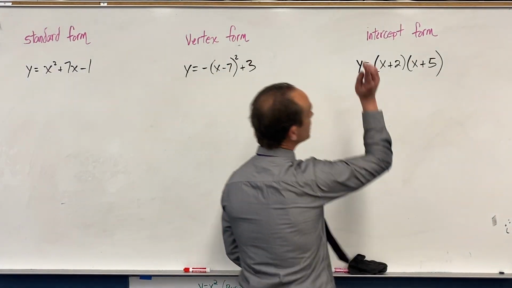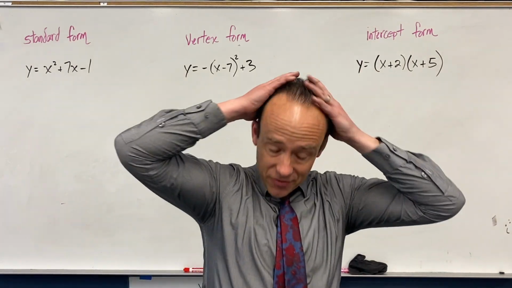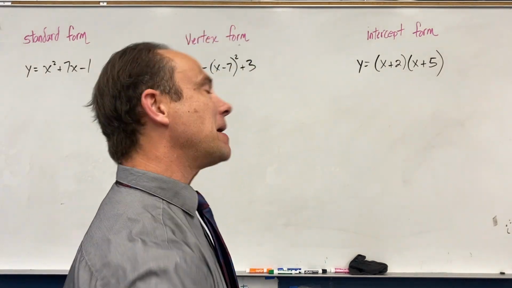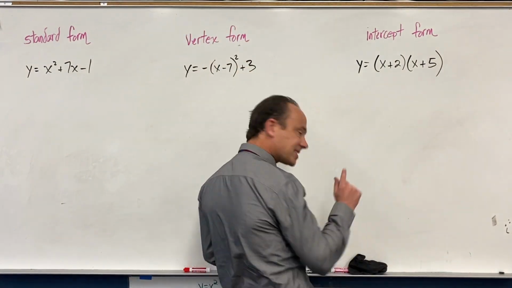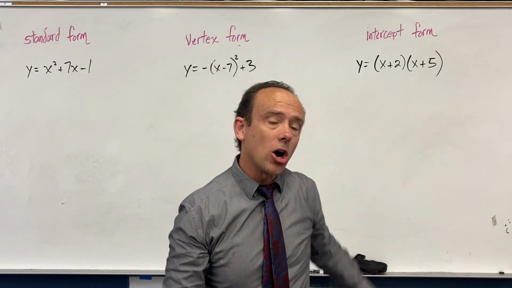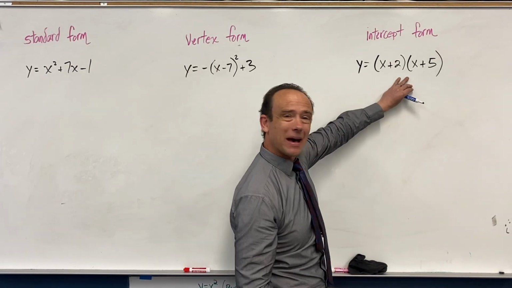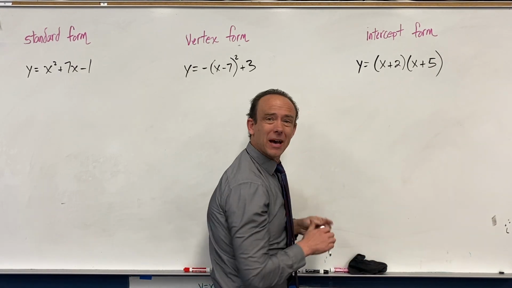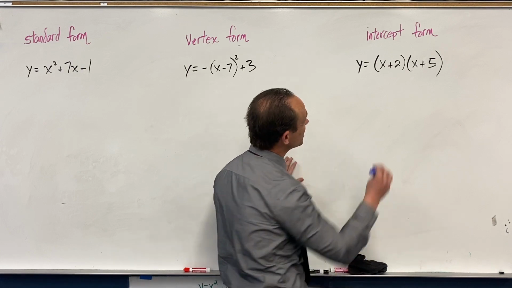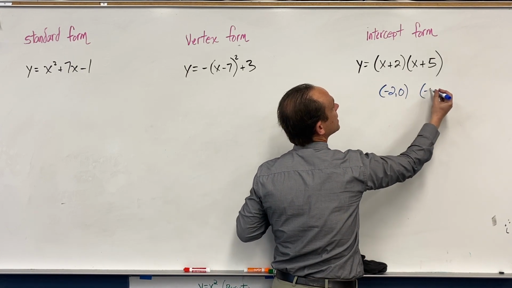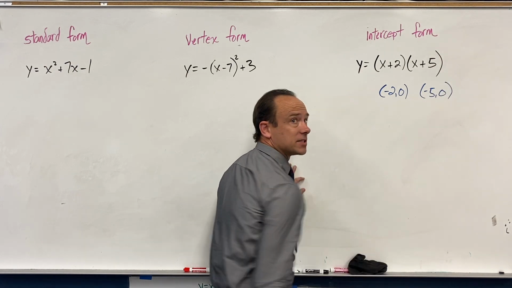Well, I'm going to start with intercept form because if the question is find the x-intercepts and it's in intercept form, I'm like, yes, that's how we're going to do it. Because x-intercepts are what we get automatically from intercept form. So I'm just going to look at it, and based on mathematical structure alone, I'm just going to go right to the answer, which is -2, 0, -5, 0.